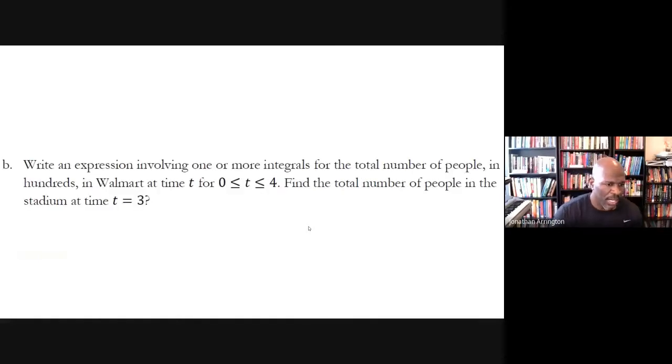So question B says, write an expression involving one or more integrals for the total number of people, in hundreds, in Walmart at time t for t between 0 and 4. Then find the total number of people in Walmart at time t equals 3. So I have a little typo here. I tried to proofread this before I put it up, so I kind of missed it.